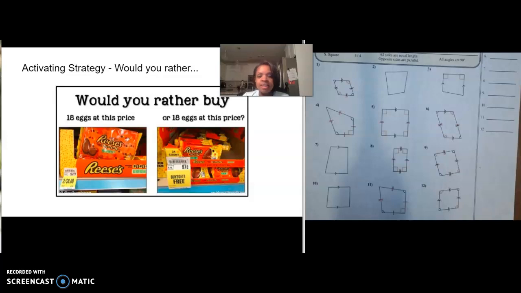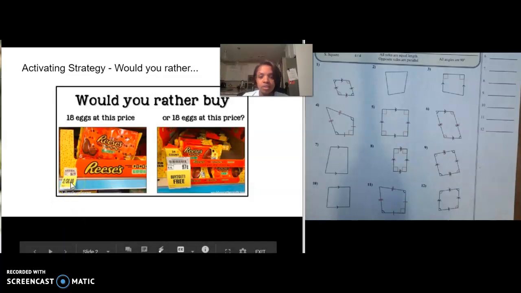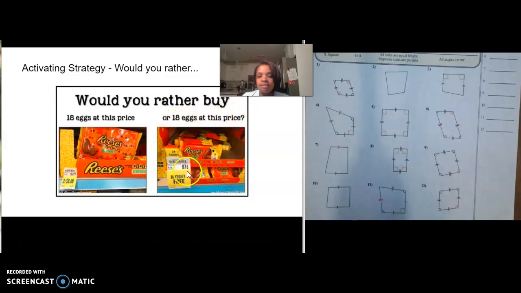Hey guys, so today here's your activating strategy. It says, would you rather buy 18 eggs at this price, which is 2 for $8, or 18 eggs at this price, 97 cents, buy 2, get 1 free? So what I want you to do is look at all of the details.